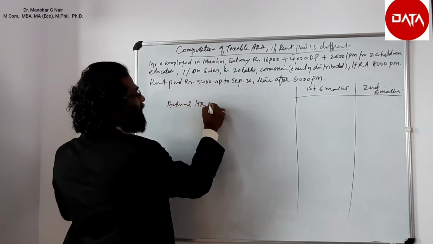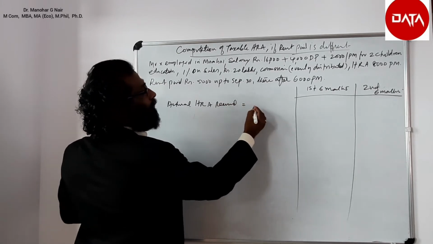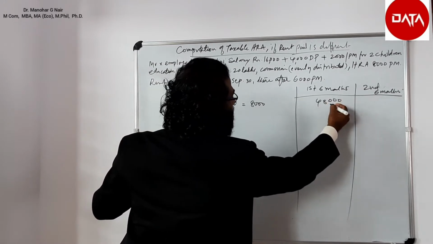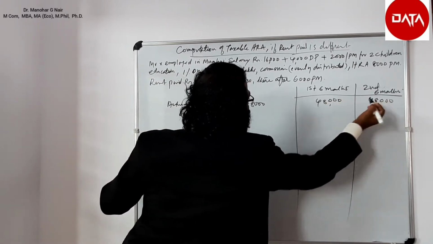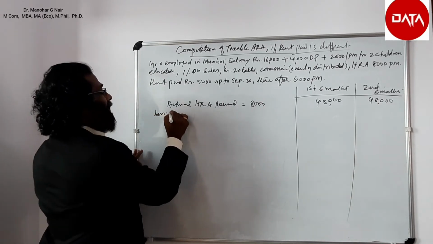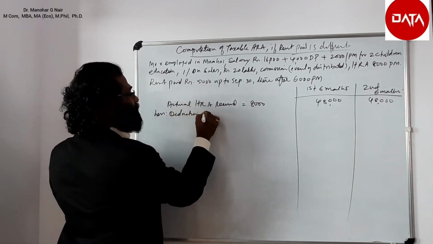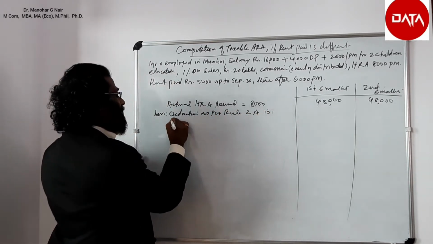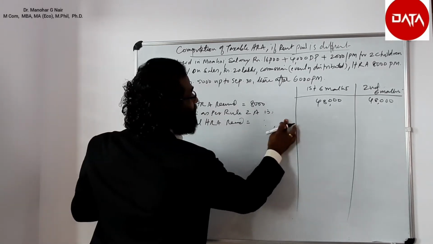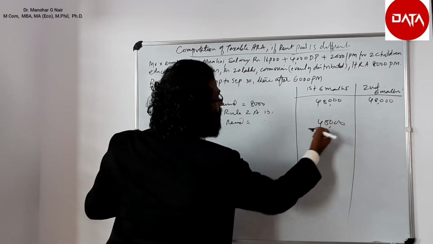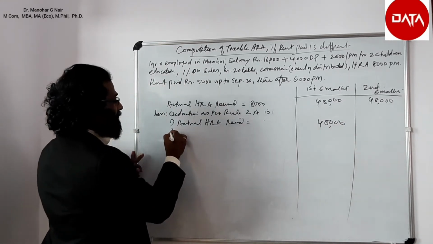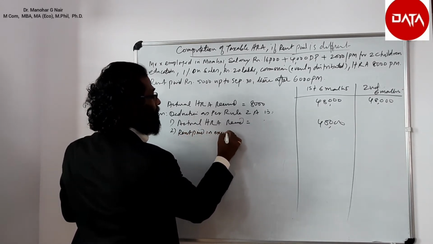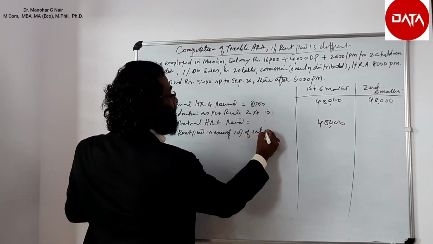Actual HRA received is equal to 8,000 into 6, 48,000 here. Here also it is 48,000. Less deduction as per Rule 2A is least of the three. One is actual HRA received, which is 48,000. Then the second one is rent paid in excess of 10% of salary.